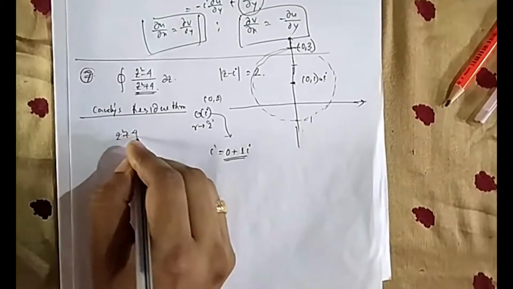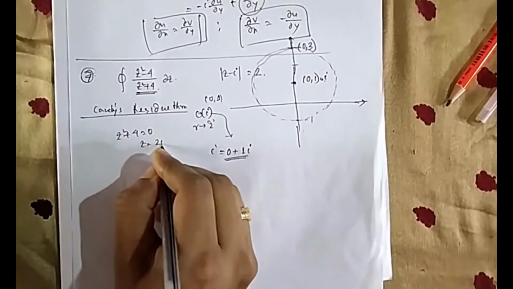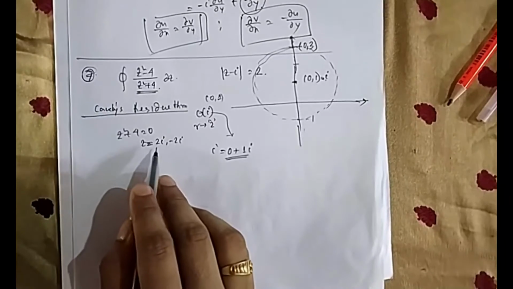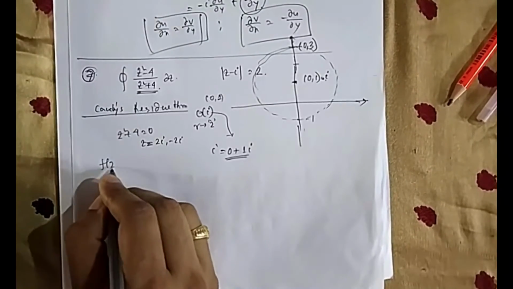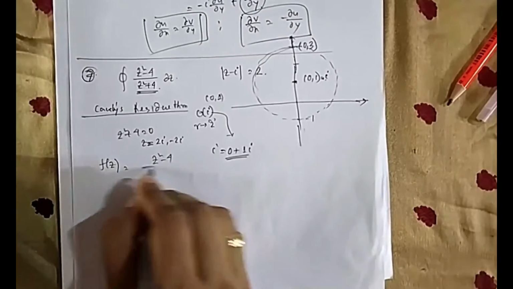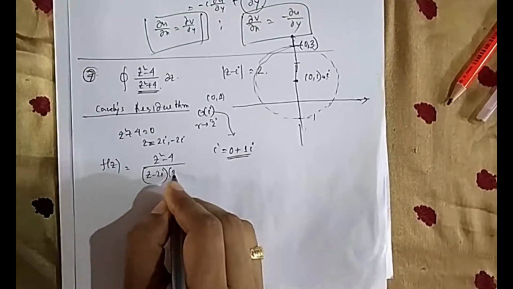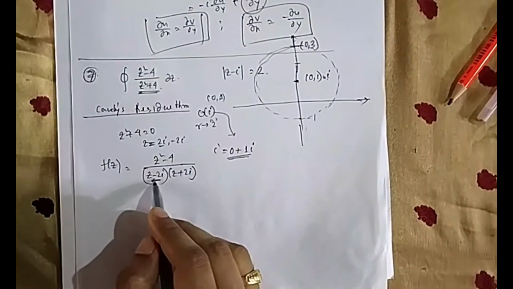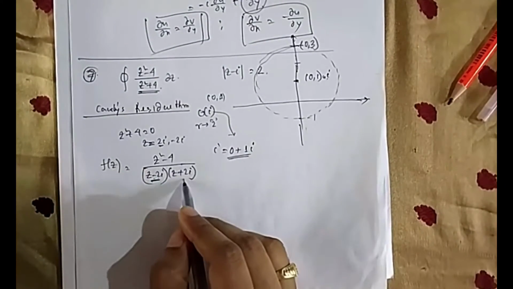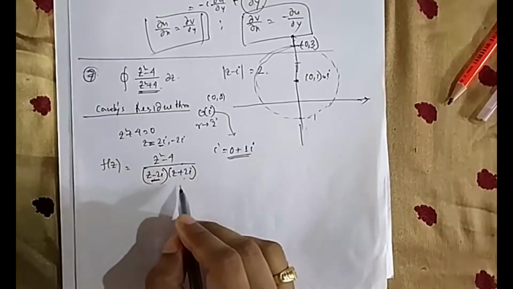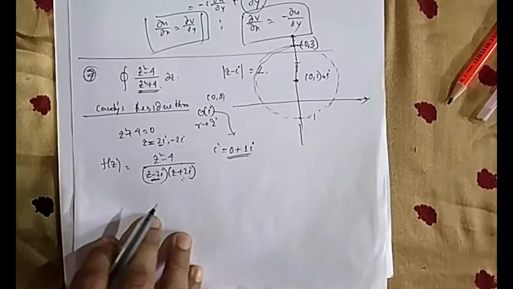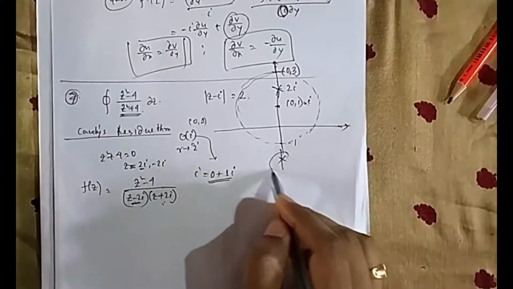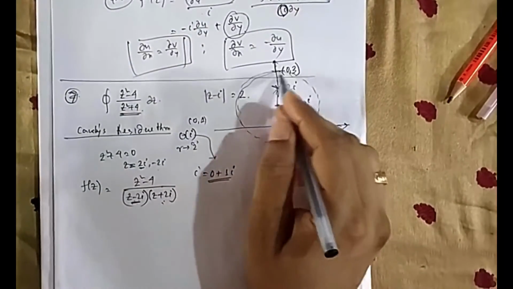So z^2 + 4 = 0, which means z = 2i or -2i, since the square root of -4 is ±2i. So your f(z) will now become (z^2 - 4) divided by (z - 2i)(z + 2i). One pole is at 2i, since z - 2i = 0 means z = 2i, and z + 2i = 0 means z = -2i. So one pole at 2i, one pole at -2i. Let me mark it: 2i will be here and -2i will be here. We will not consider this one.